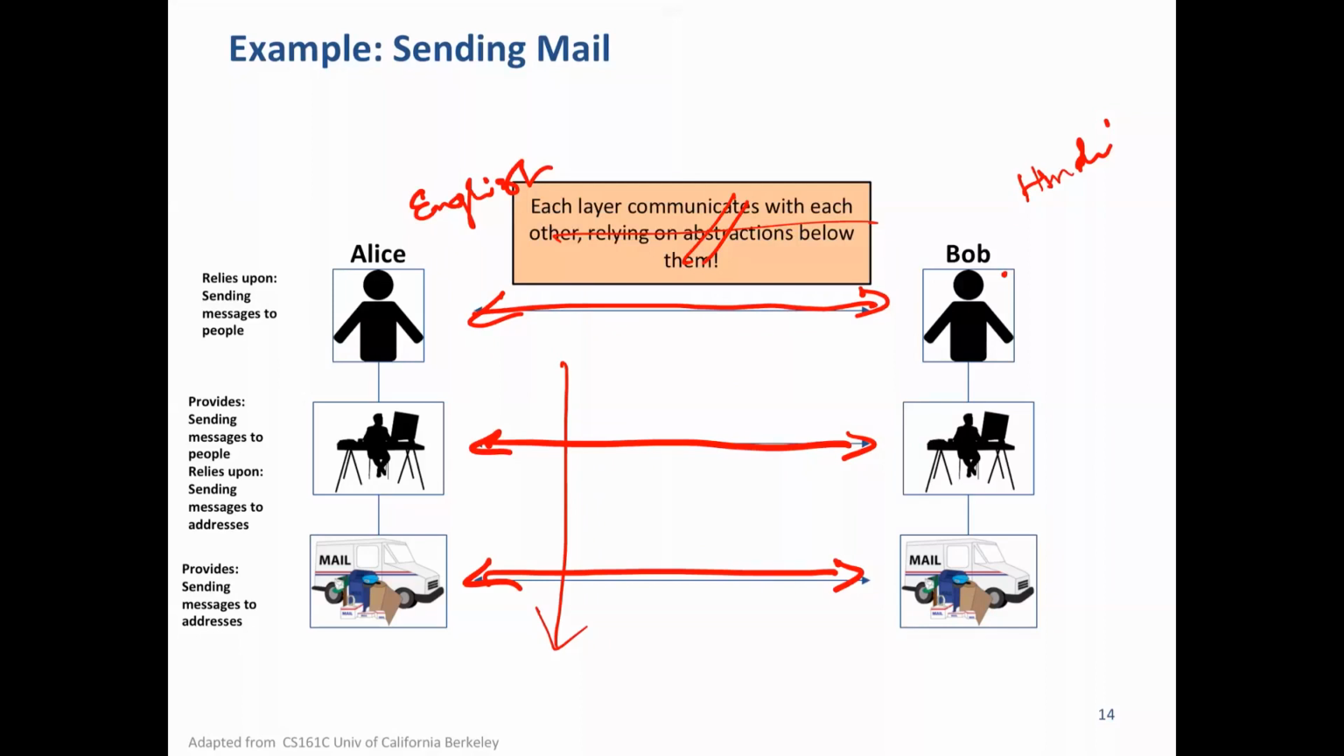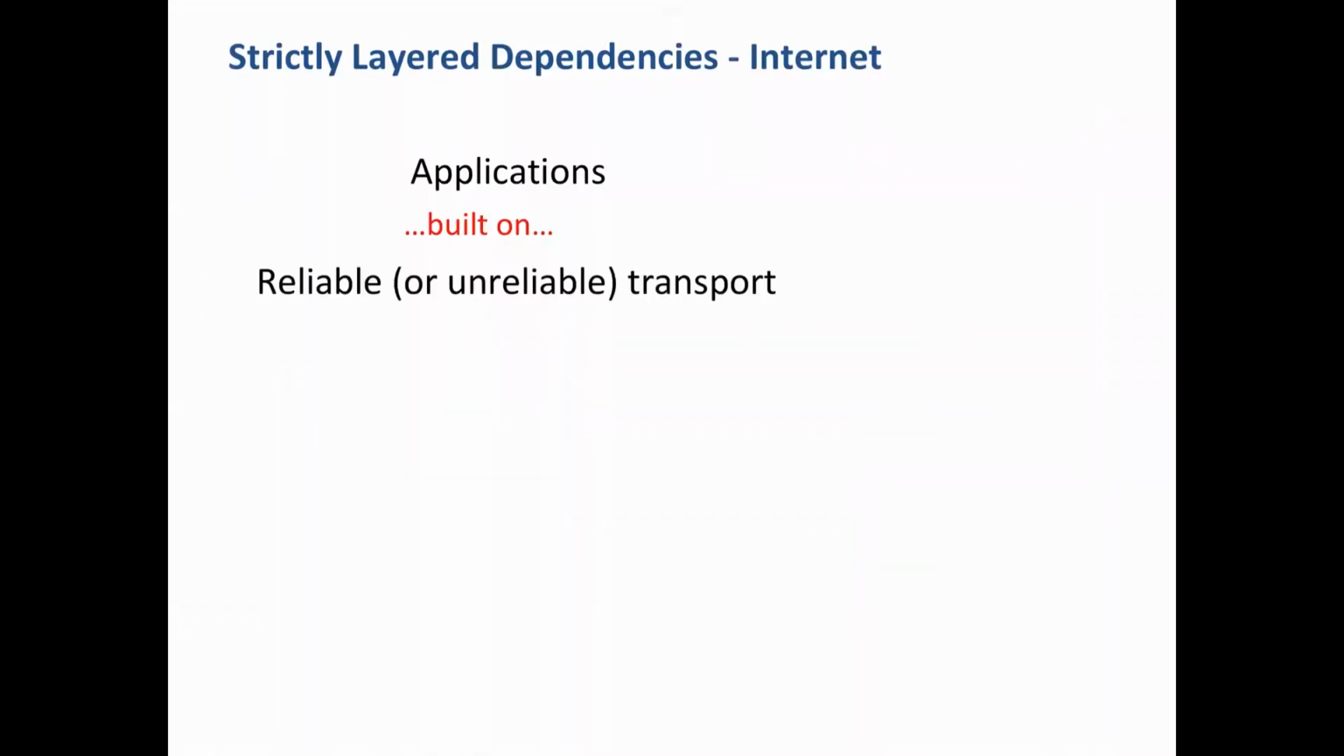So now on the internet we have also created layers like that, where applications are built on reliable or unreliable transport. Now some applications may want reliability, some applications may not want reliability. So basically we have at least two kinds of protocols. One will give reliable services, another will give not so reliable services.